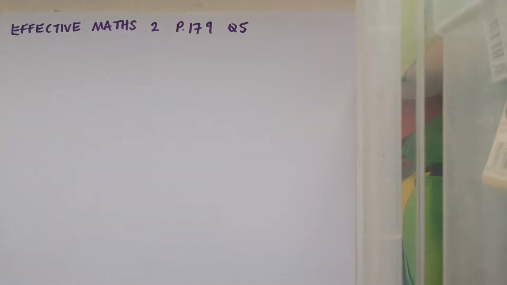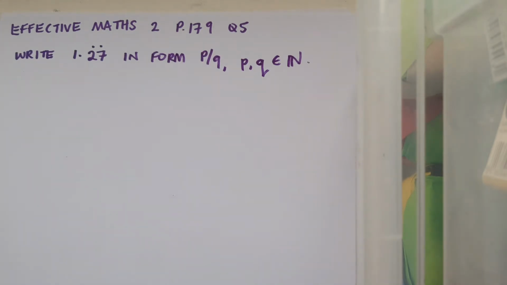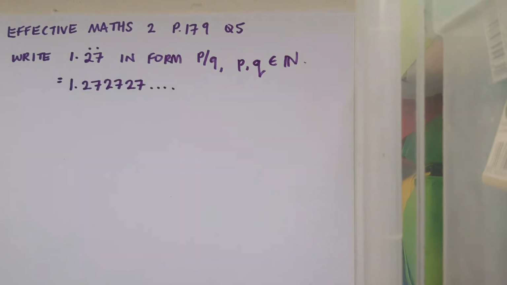This video goes through the solution to Effective Maths 2, page 179, question 5. And it asks us to write 1.2 recurring, 7 recurring in the form p over q, where p and q are elements of N. So the first thing that I need to do is take my 1.2 recurring, 7 recurring, and just write it out a little bit longer, with more decimal places, with the view to writing it as the sum of terms.